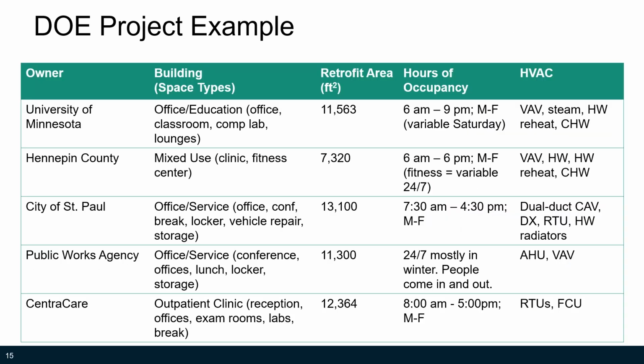The 5 sites were all in the Twin Cities area and included office, education, mixed use, vehicle service, and outpatient clinic areas. The HVAC systems that were integrated included variable air volume systems with hot water and chilled water plants, a dual duct constant air volume system, and packaged rooftop units.